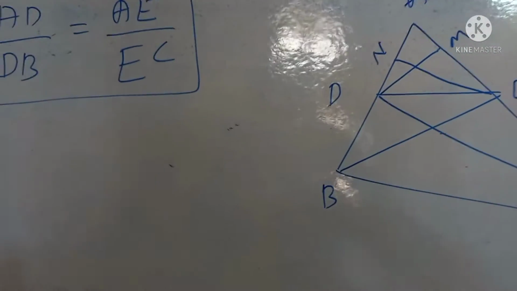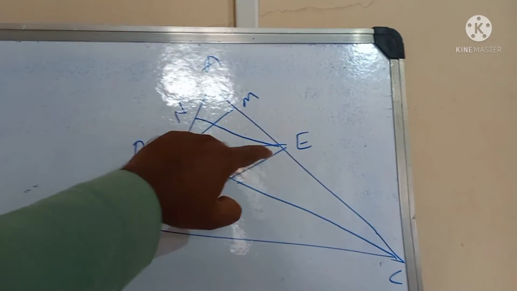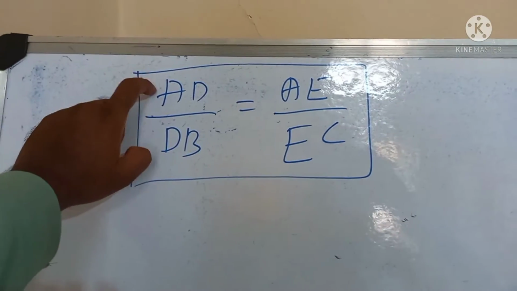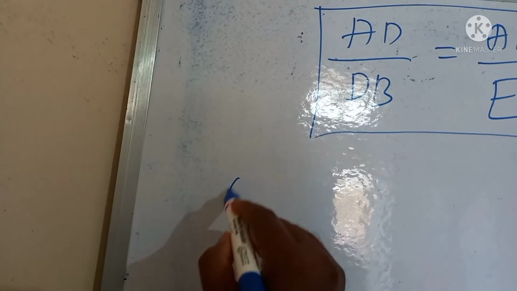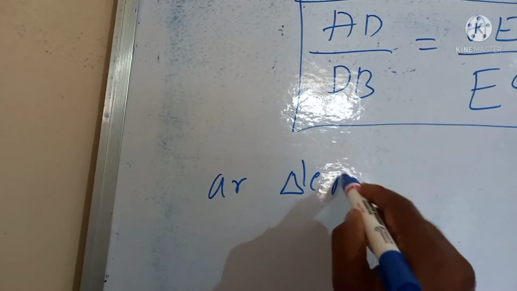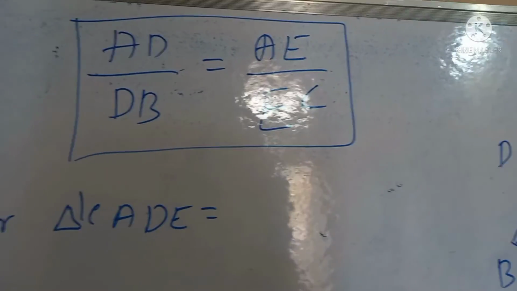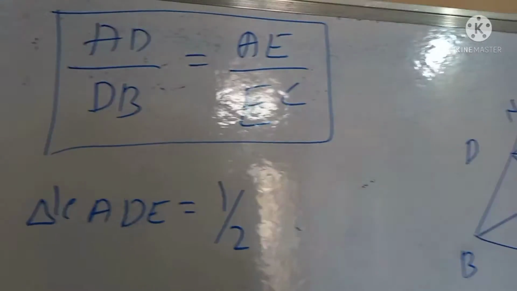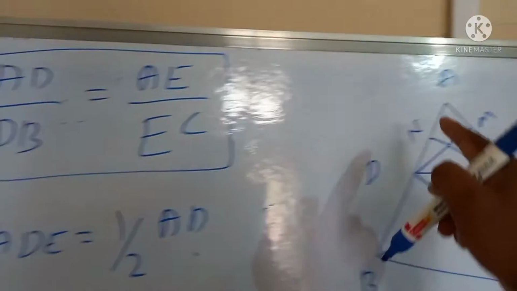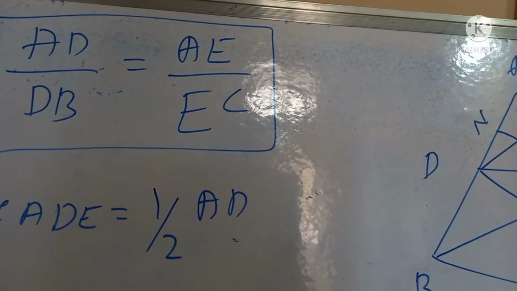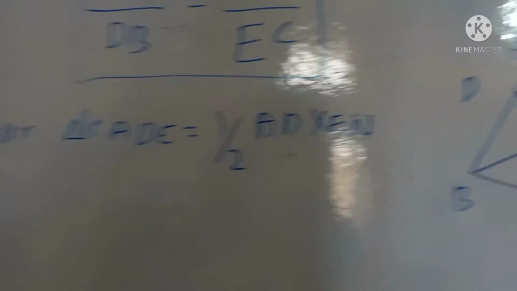we have to find out the area of triangle ADE, because here the base is AD, that's why I choose the triangle ADE. Area of triangle ADE equal to half into base into height, that is, base is AD and EN is the height. Clear?